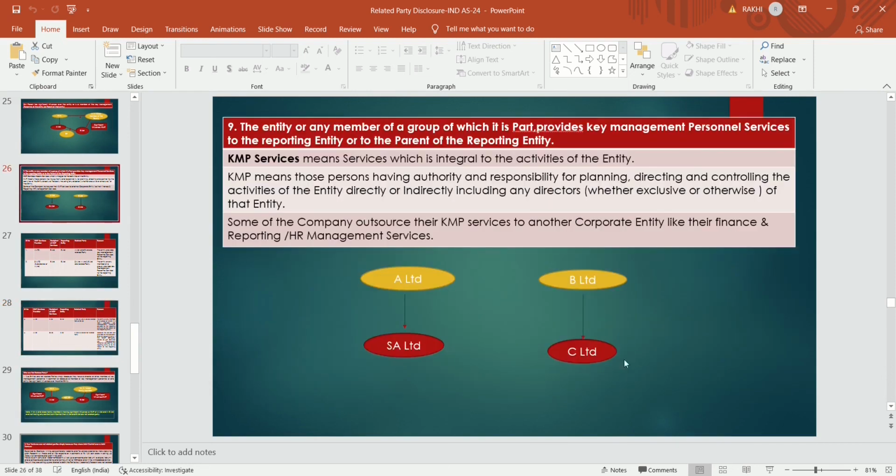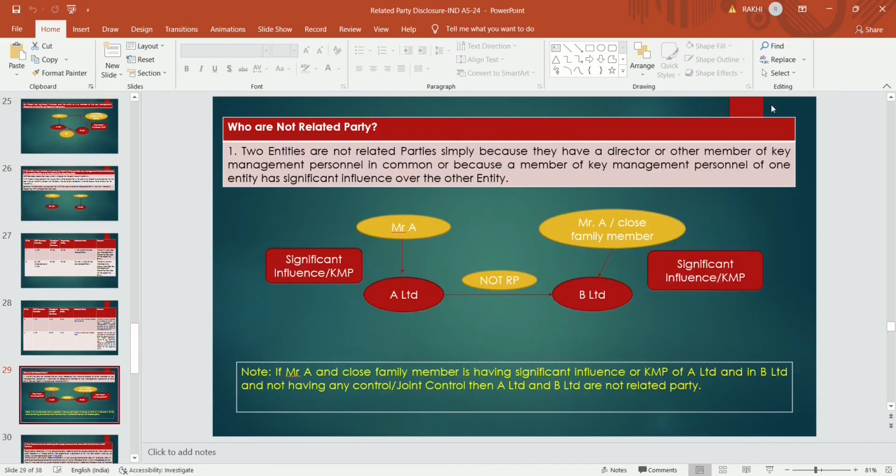Suppose if the services is provided to C Limited, where B Limited is the parent, and B Limited is the reporting entity. So here if the entity provides any KMP services to the reporting entity, who is the reporting entity? B Limited. And in this case, if KMP service is provided to B Limited, then its parent is applicable, its subsidiary is not applicable. So C Limited is its subsidiary, therefore they are not related party.